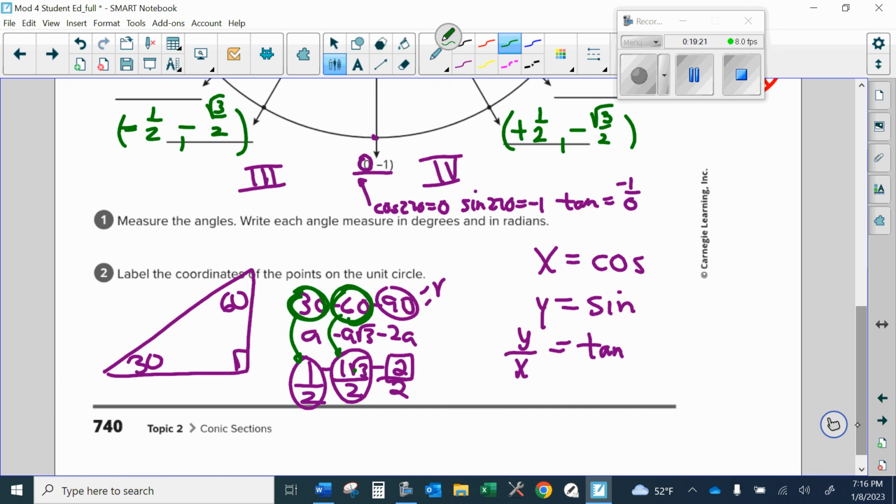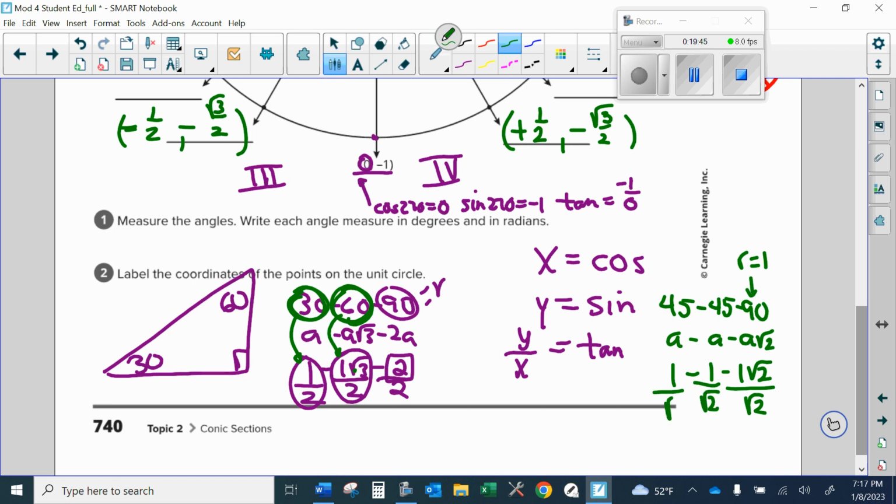So if I go back to 45, 45, 90, I know the relationship is A, A, and A root 2. So if I say it's 1, 1, then it'd be 1 root 2, right? But remember, our radius has to be 1. So I'm going to make this 1, which means I need to divide by root 2. That will give me 1. Whatever I do on one, I have to do on all of them. Okay, so now this equals 1.